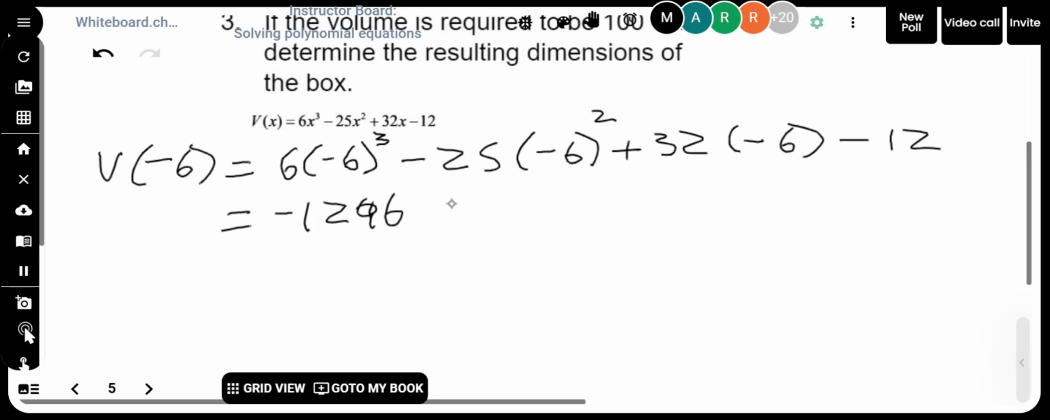Okay? And then 25 times that. So that's 36 times minus 25. So minus 25, oops, sorry. Minus 25 times 36 should be minus 900. I'm doing it this way because Omar wanted to try this out, and that's okay. That's fine. 32 times minus 6 is minus 192. This doesn't look like it's going to work out to me. And then minus 12.